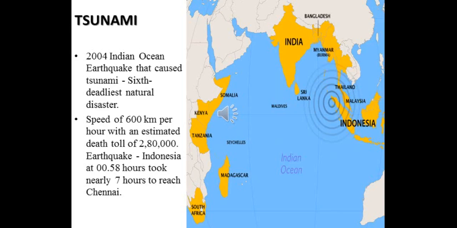In this picture you can see the countries affected by the tsunami of 2004. It was nothing but the movement of plates. The Indo-Australian plate goes down and the Eurasian plate moves up. That pushes the water up, which reaches the coastal region as tsunami waves.